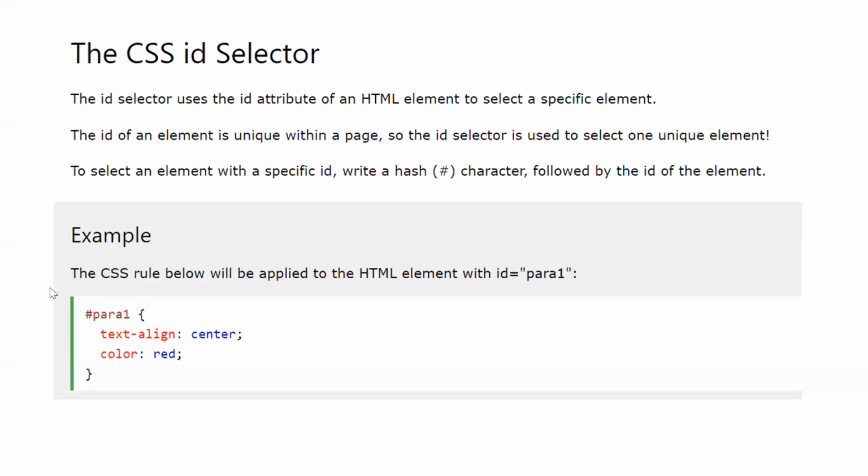Now you can see the example. Here is one ID selector: hash para1. This is the name. This name you cannot start with a number, and you should not put spaces, just like with variables. You can put any name here but it should be meaningful. So para1 has text-align center and color red, and likewise we can see one ID, para1.